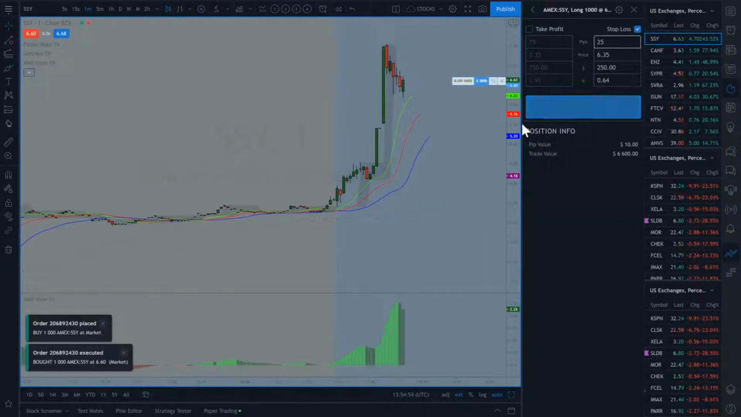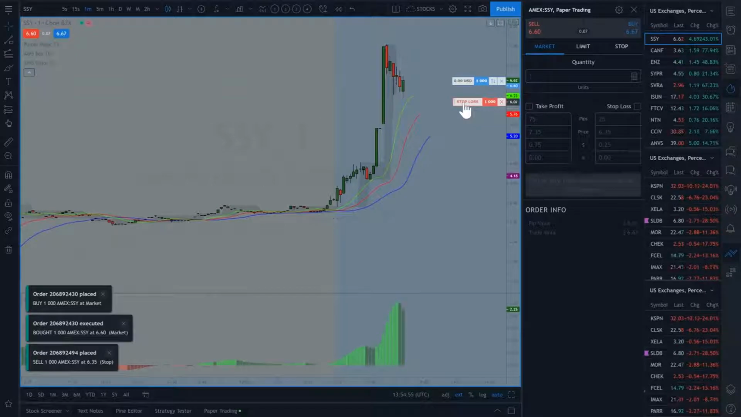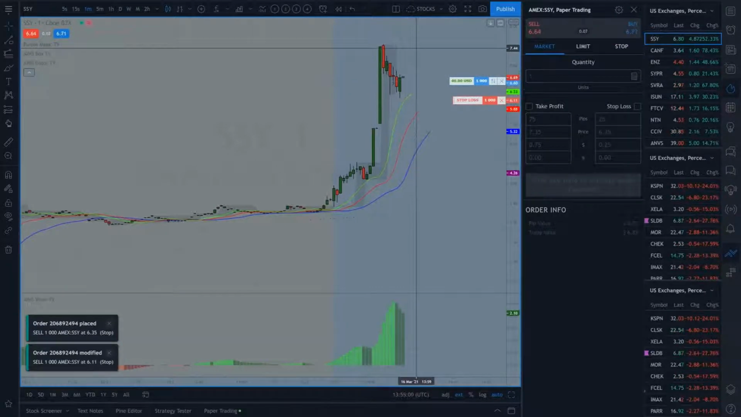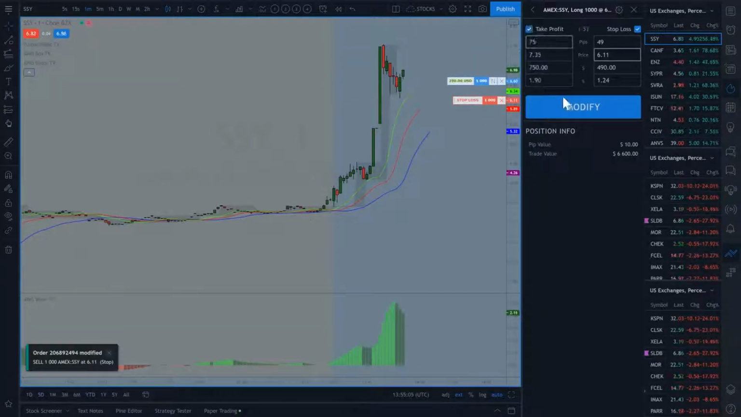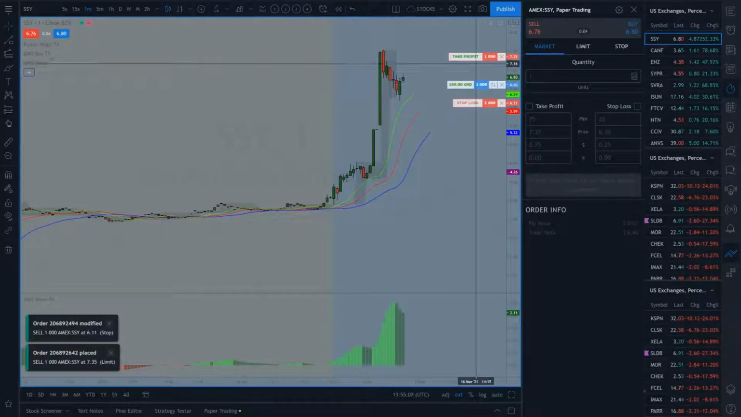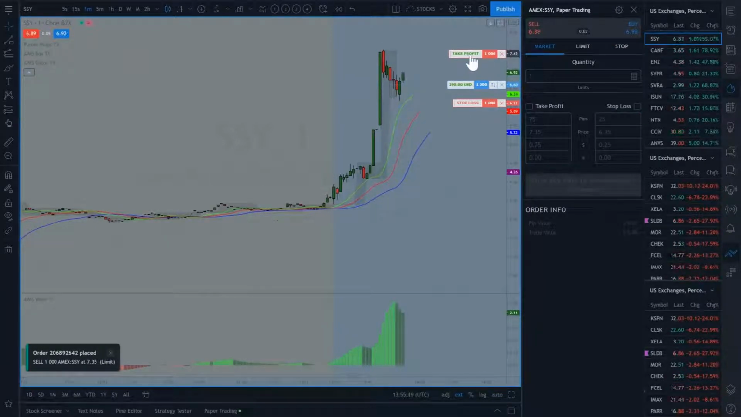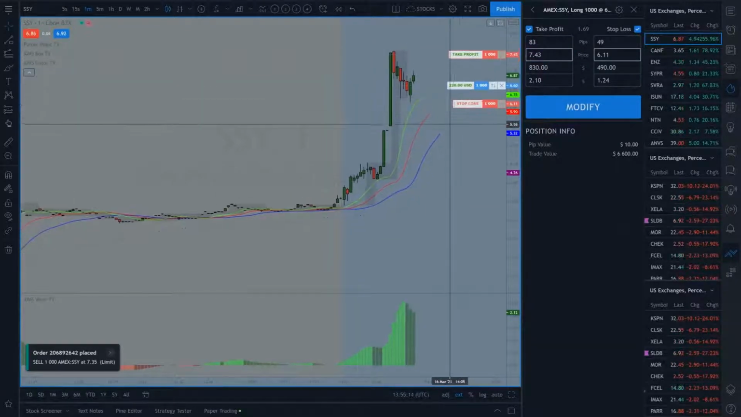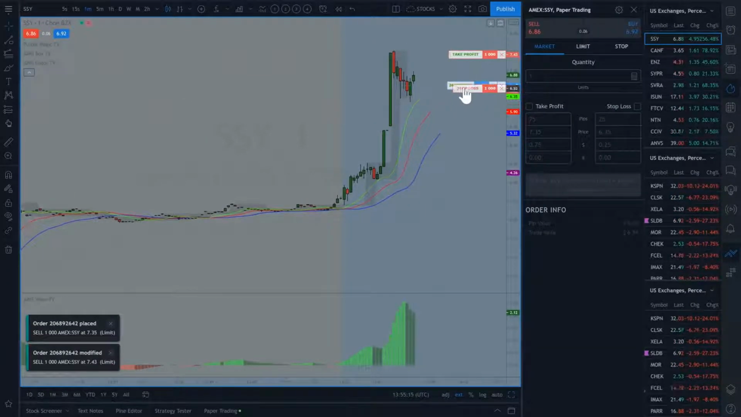So you can have your stop loss here. And where should be your stop loss? Your stop loss should be there. Not stop loss, target point. So I can set my target point right there. And that's it. Now I can move my stop loss to break even.